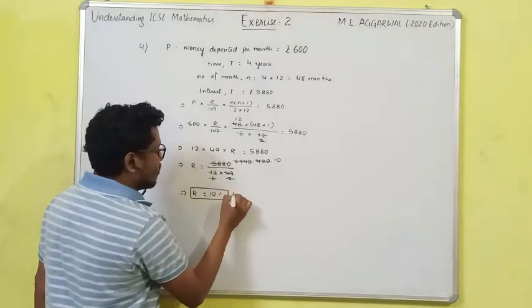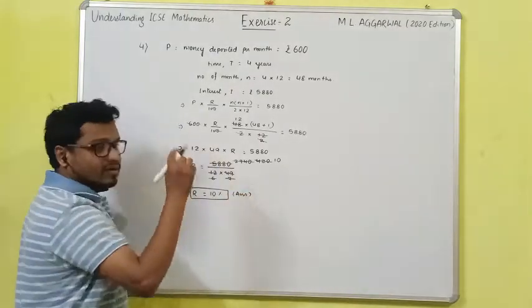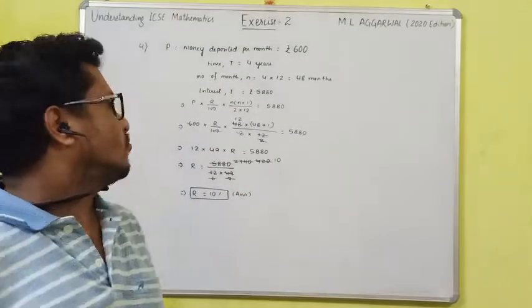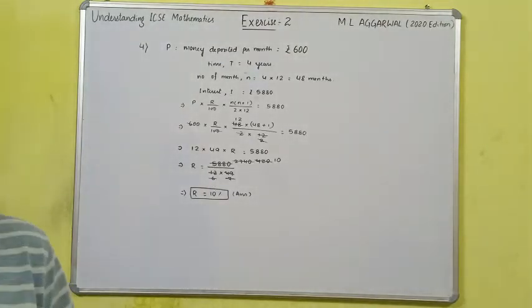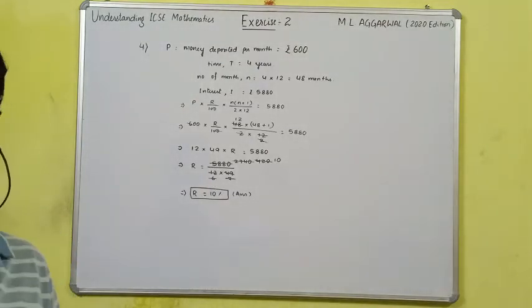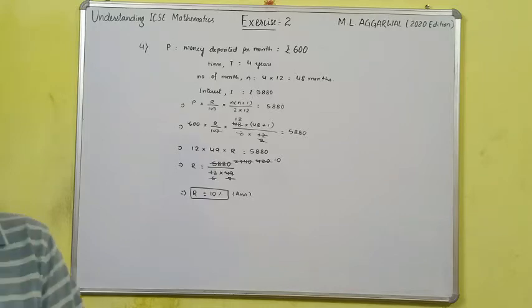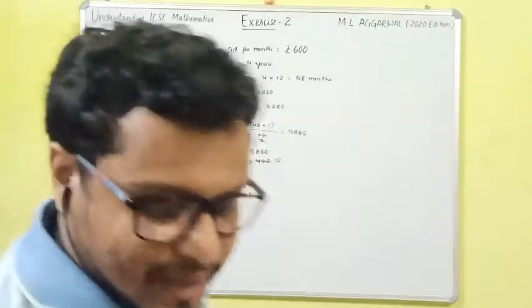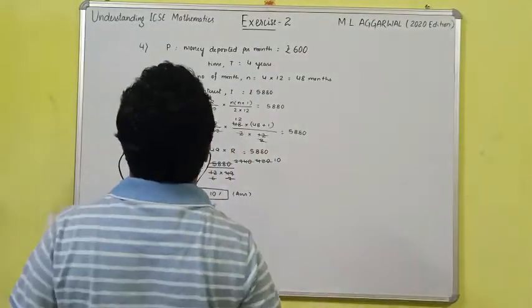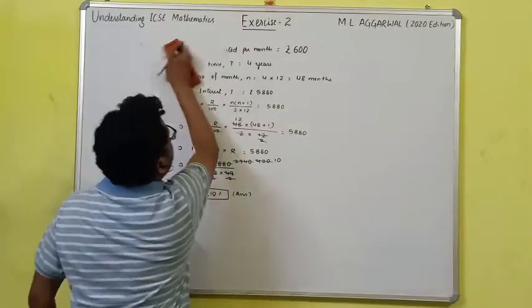So put it in a box and write ans in the last. So this is all about your question number 4. In this way you can solve the problem. So question number 4 is over. Let's go for question number 5. Before going to question number 5, let me clean the board. So we will continue with question number 5.